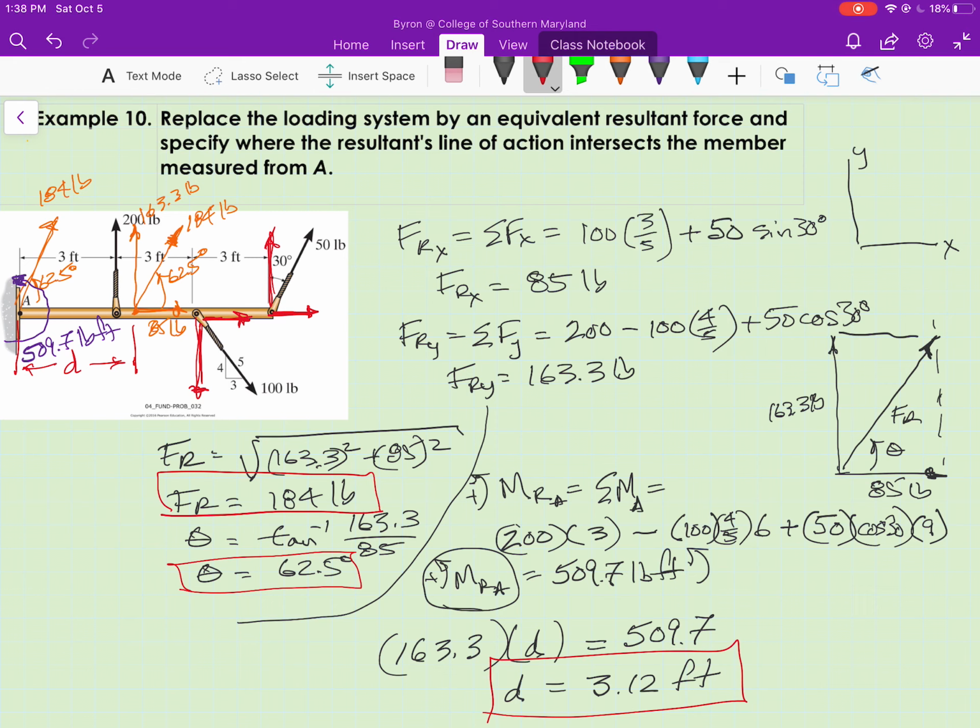We can show that up here. D is 3.12 feet. So since this is a coplanar force system, we can express an equivalent system by just an equivalent resultant force with no equivalent resultant moment.